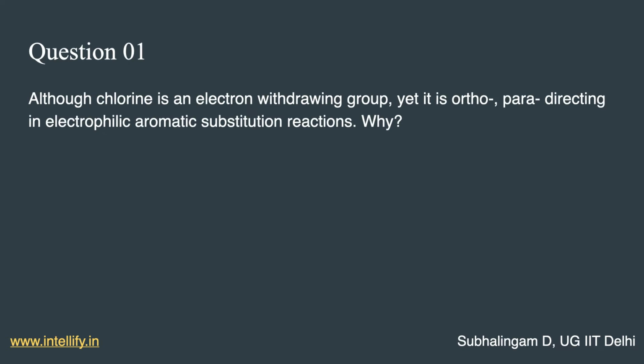Although chlorine is an electron withdrawing group, yet it is ortho-para-directing in electrophilic aromatic substitution reactions. Why? I repeat, chlorine is an electron withdrawing group, right? But still it is ortho-para-directing. Why? You can take 15 seconds, and if you want more time, you can pause the video.